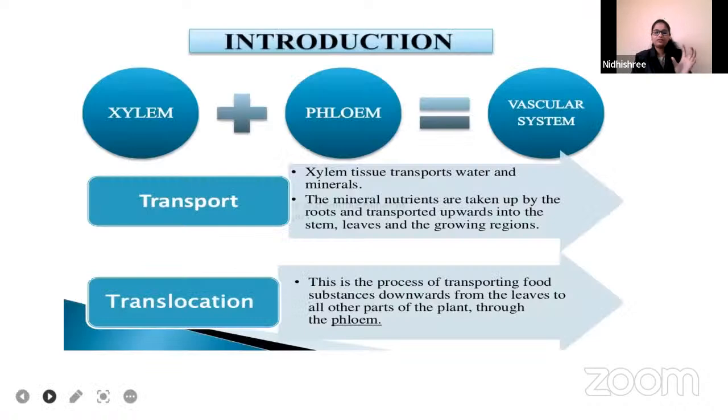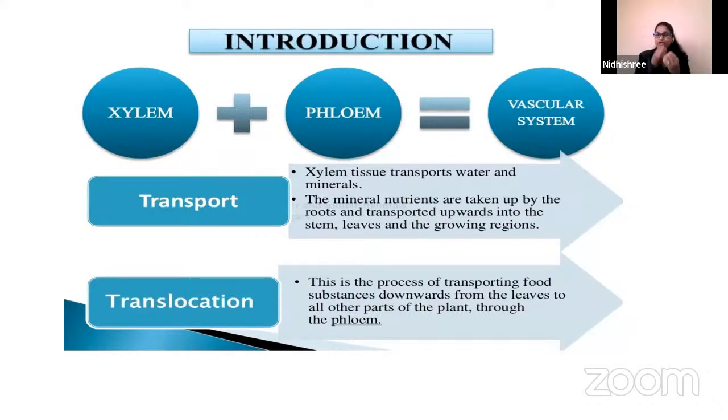The next concept: xylem plus phloem constitute the vascular system or a vascular bundle. So what happens in xylem? Xylem tissue transports water and minerals. We know this. The mineral nutrients are taken by the roots and transported upwards. Translocation occurs in phloem. The transportation in phloem is termed as translocation. Why translocation, guys? See, it is the process of transporting food substances downwards from leaves to all other parts of the plant through the phloem.